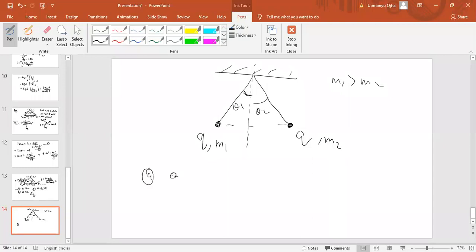Now which will be the correct answer? A, theta 1 equal to theta 2. B, theta 1 greater than theta 2. C, theta 2 greater than theta 1. Now masses are different here, mass M1 is greater than M2, so you will need to find which of these will be the correct answer.